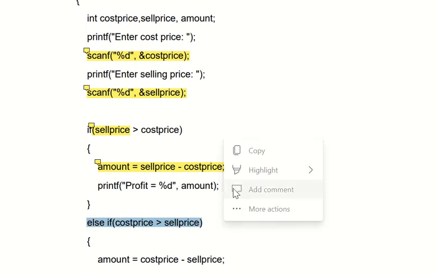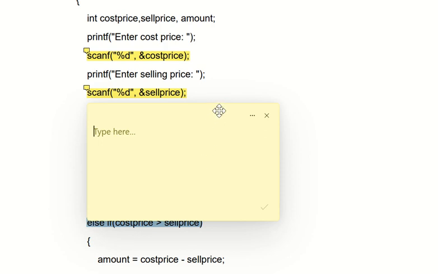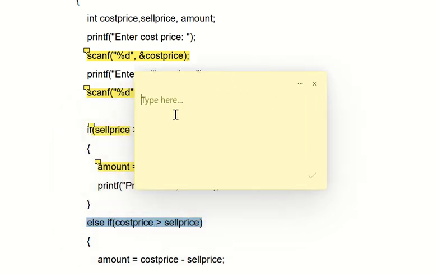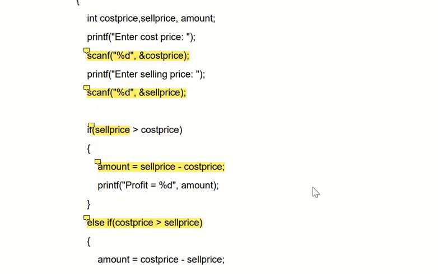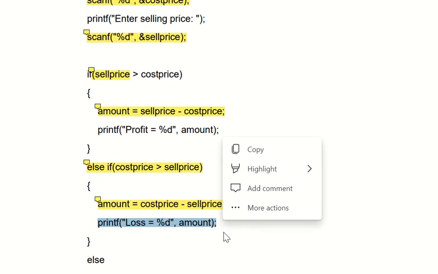In else if, what we have is cost price greater than sell price. What is the cost price? 30. Greater than what is the sell price? 20. So 30 greater than 20, the condition is true. So amount equal to cost price, which is 30, minus selling price, which is 20, which means 10. Here the loss is 10 rupees. That's why it will print loss equal to 10.